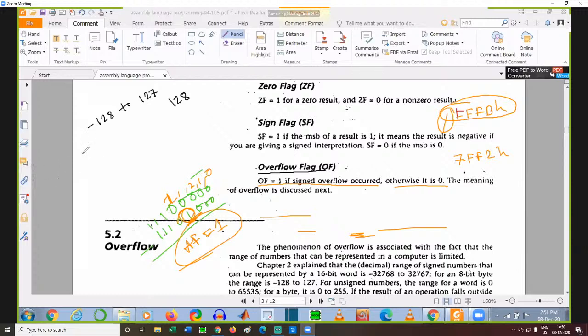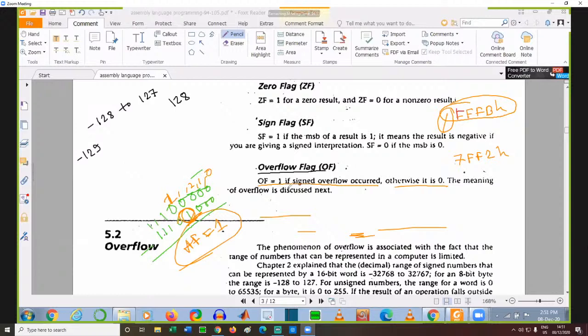Similarly, if you get the result minus 129, overflow will still occur, because minus 129 is out of the range of minus 128 to 127. And what is the range of signed numbers for 16 bits? Can you remember that? 0 to 65535? No, that is the unsigned range. We are talking about the signed range.